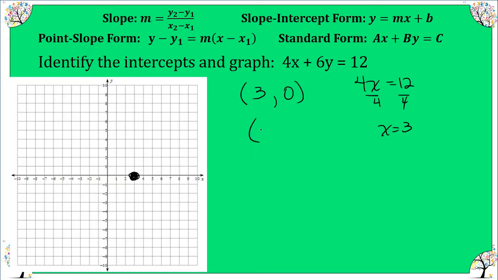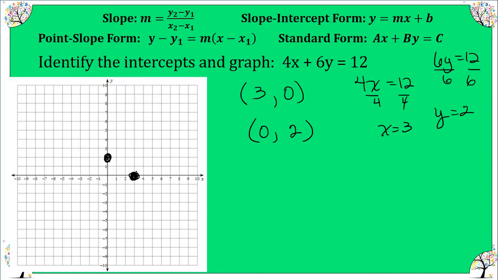And the y-intercept, I'm going to plug in 0 for x. When I plug in 0 for x, this whole term goes away. So I have 6y equals 12. Simply divide each side by 6, and y is 2. 0, 2. And then I could find a third point by identifying the slope here.